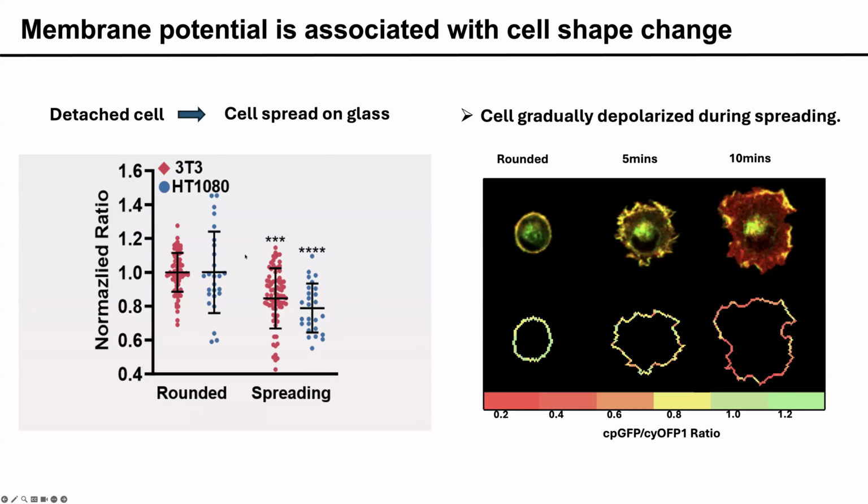So this is self-spreading. You just take the rounded cell and put it onto a substrate. It starts to spread. As it spreads out, you see that it depolarizes. It's very, very obvious. And this depolarization probably has to do with the cytoskeleton activating NHE during the spreading process.